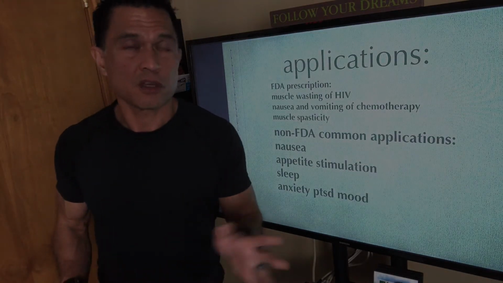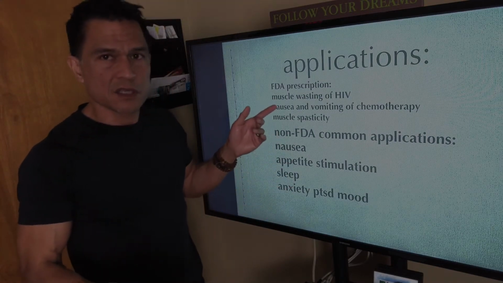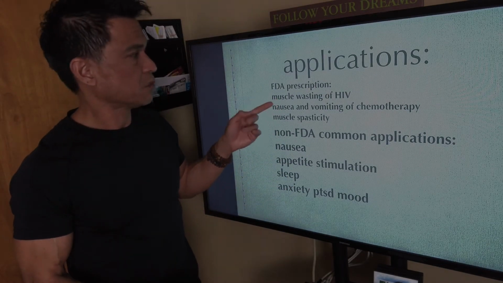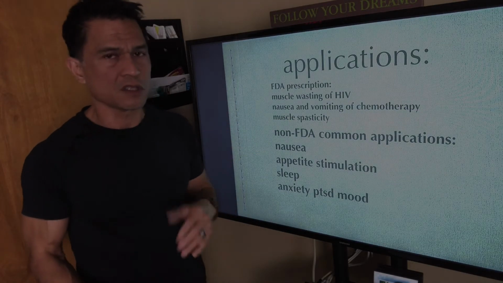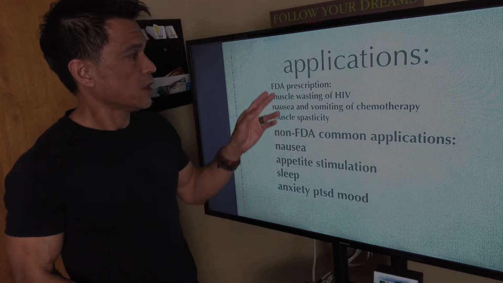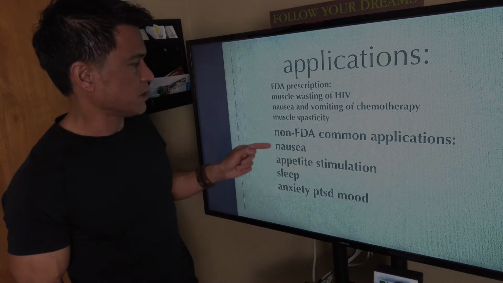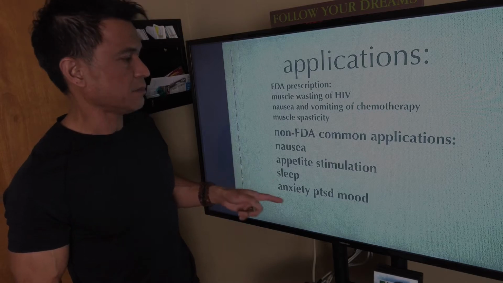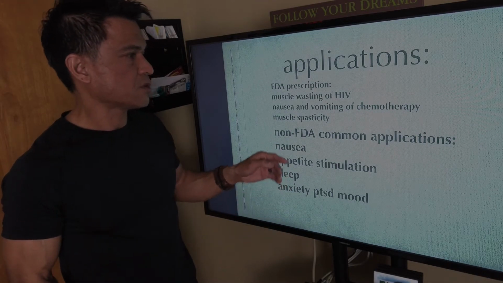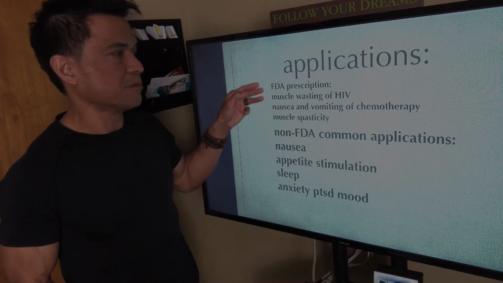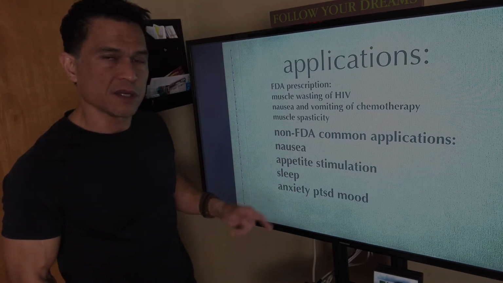So the common applications that I see in my clinic, the approved ones, would be muscle wasting of HIV, nausea and vomiting of chemotherapy, and muscle spasticity, usually MS. Some of the non-FDA common applications would be nausea, appetite stimulation, sleep, and mood control. These are the common ones that you don't normally see, but with the big diseases up here, you will have a lot of this stuff anyway.